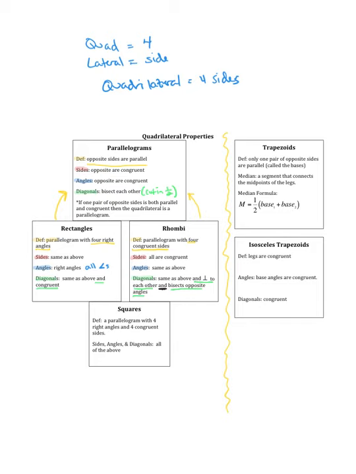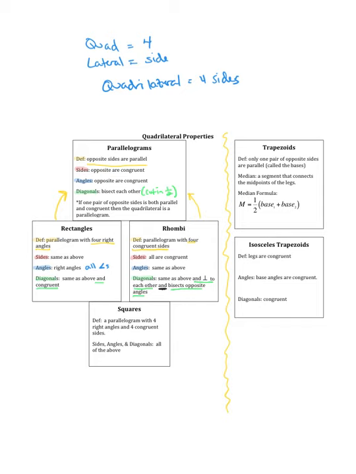So I'm going to go through this again. A rhombus is a quadrilateral, a parallelogram with 4 congruent sides. All sides are congruent. All angles are the same as above, which means opposite angles are congruent. And as for diagonals, they do bisect each other, same as above, but they are also perpendicular to each other, and they bisect the opposite angles. We're going to have pictures soon, I promise.